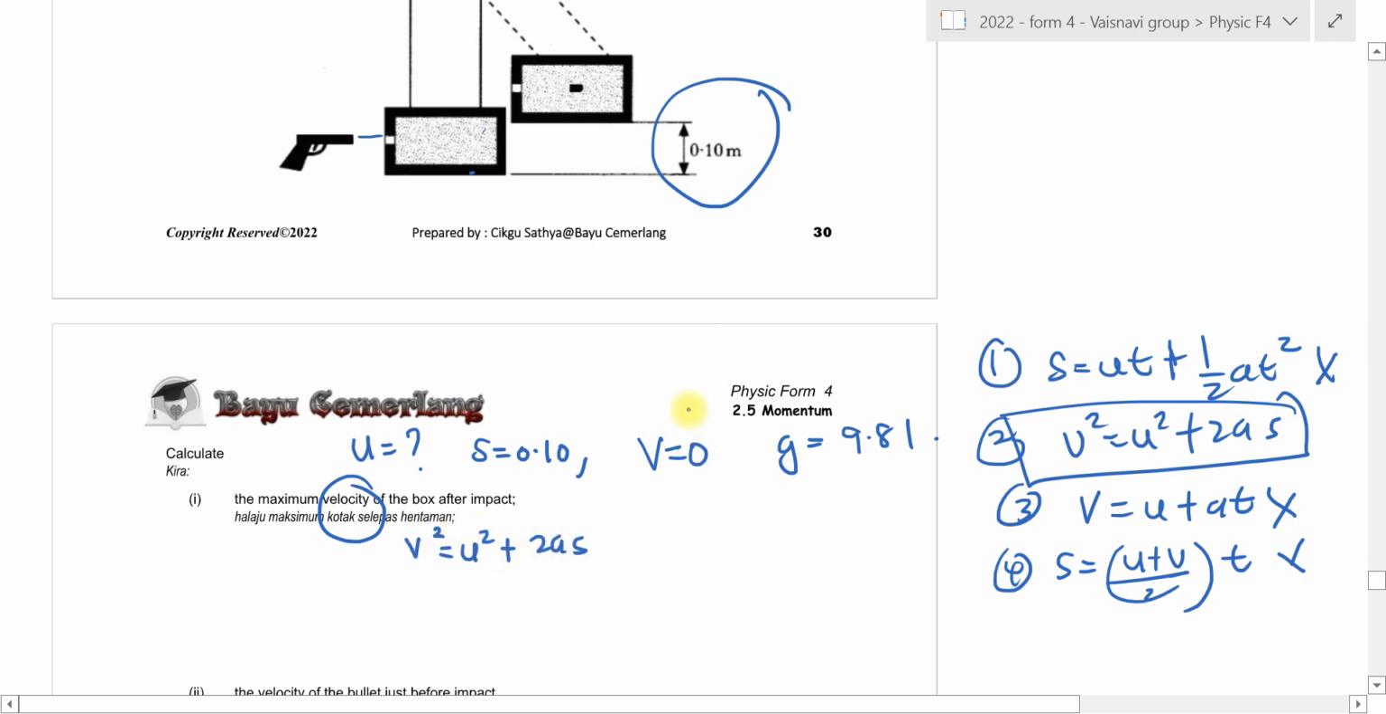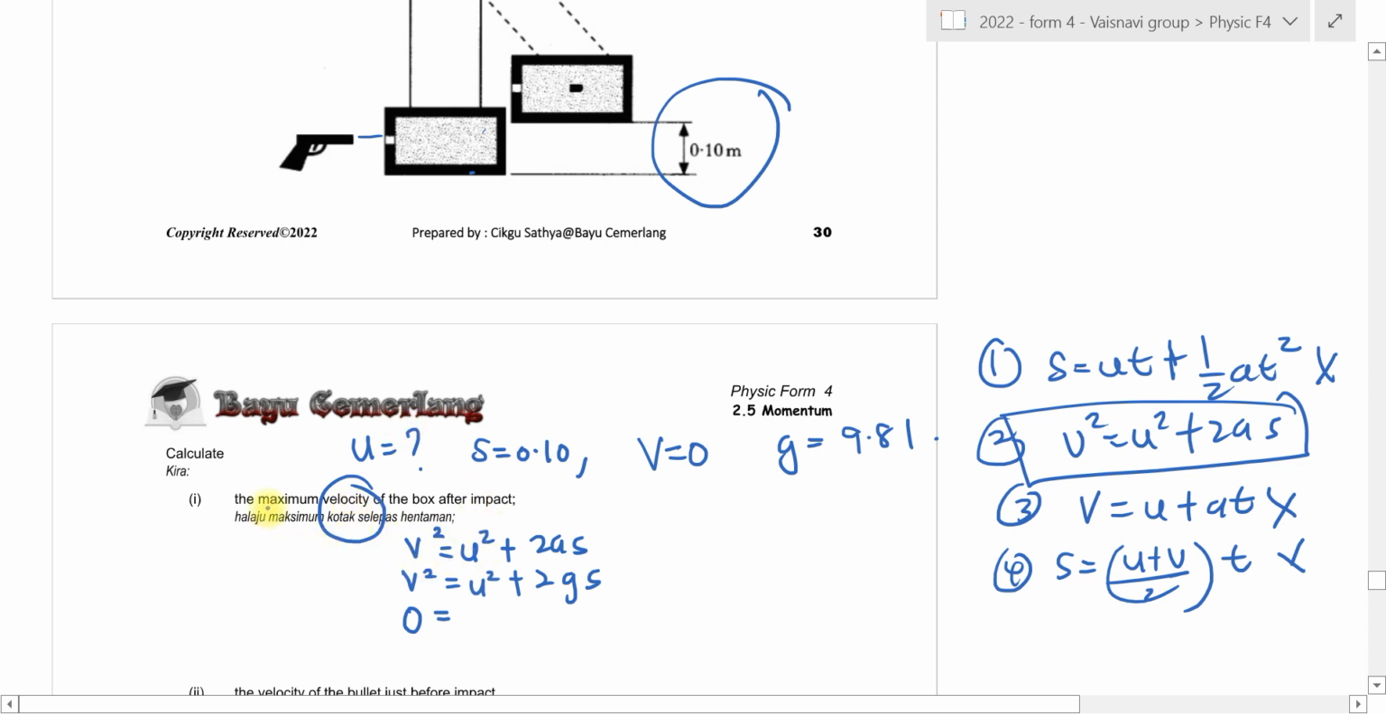Tapi yang ni vertical motion, jadi kita kena tukar dia sikit. V square equal to U square plus 2GS. Okay, then we try to substitute. We know the V is 0. U is what I'm asking.